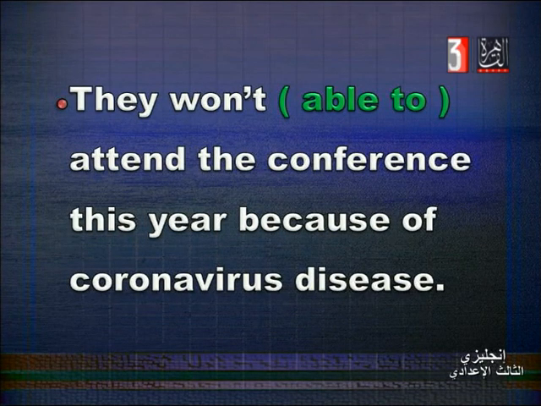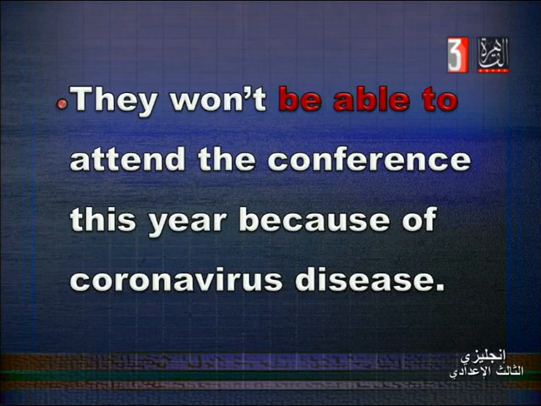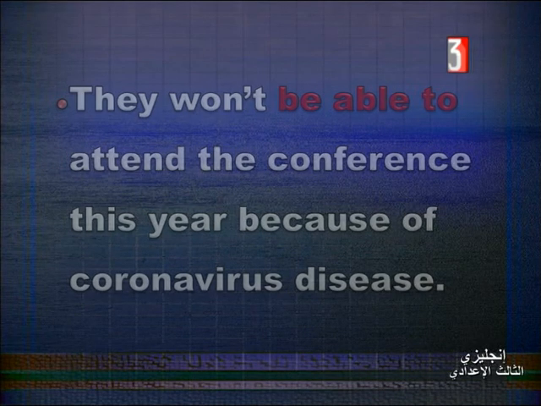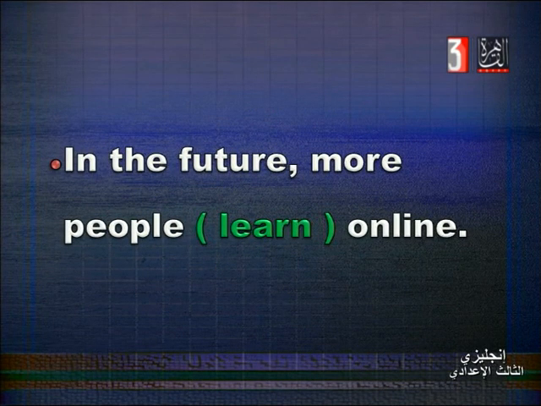They won't able to. Of course here we have a missed word. في كلمة مفتقدة المعنى مش كامل بتاع الجملة. They won't able to attend the conference. Attend means to come to the conference or the meeting الاجتماع أو المؤتمر اللي هيحصل this year because of coronavirus disease. They won't, of course, won't be able to. Won't comes after it be, and after that able to, and the infinitive form is attend. Attend.